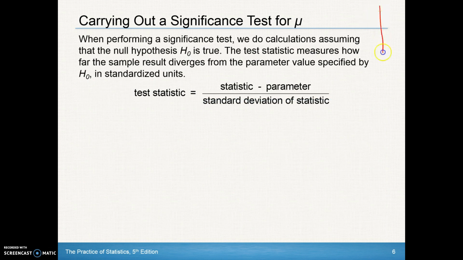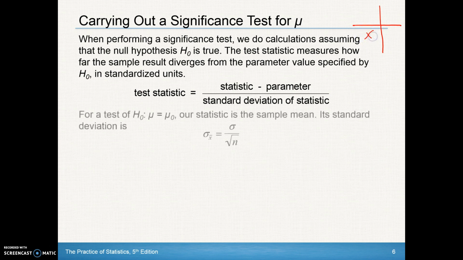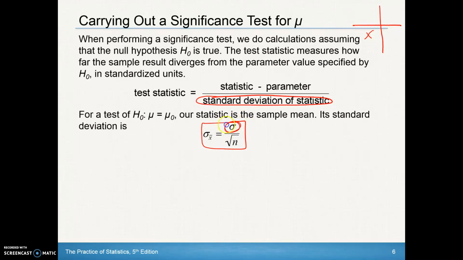We would then, in the third box of our significance test procedure, do the mathematics and find our test statistic. The nice thing here is the standard deviation of our statistic. This is the standard deviation of the sampling distribution, if we knew the population standard deviation, but many times we don't know that.